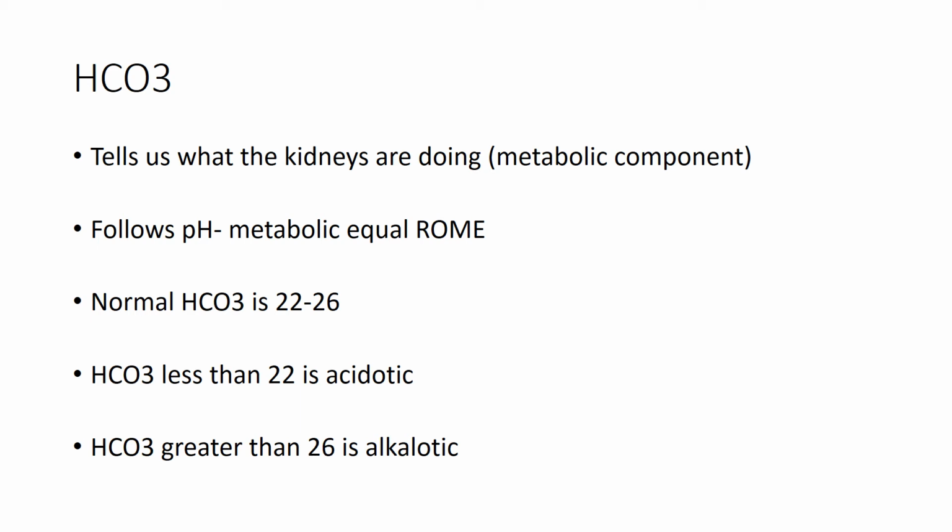So if our bicarb is less than 22 and our pH is less than 7.35, we are metabolic acidotic. If we're greater than 26, we're alkalotic, and that would make our pH greater than 7.45. The arrows are going in the same direction.